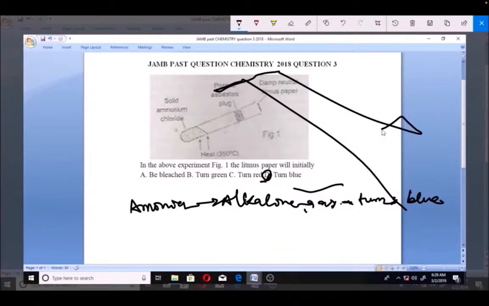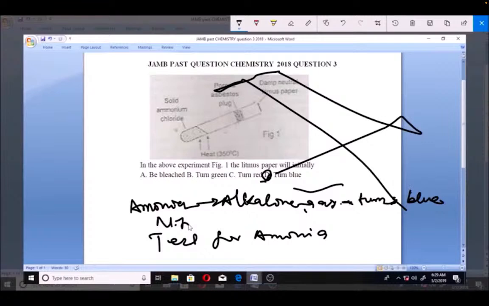And you can actually test for ammonia. When you check for test for ammonia, you'll be able to understand this very well. So this topic is under nitrogen and its compounds in your chemistry textbook.